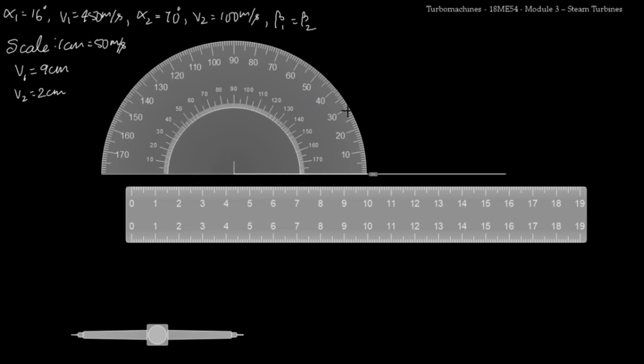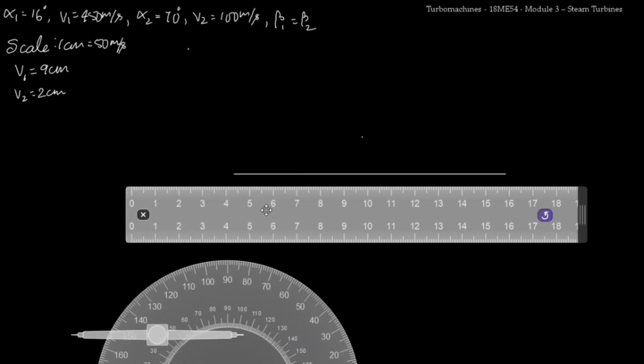So v1 I have to measure from this side, and that is 16 degree. So here we have 16 degree, and for v2 I have to measure from this side, and that is 70 degree. So from this side 70, or from this side 110 is here. I'll place a mark here.